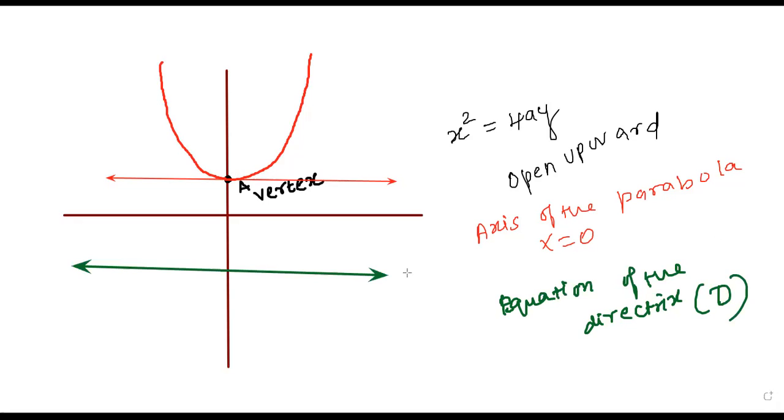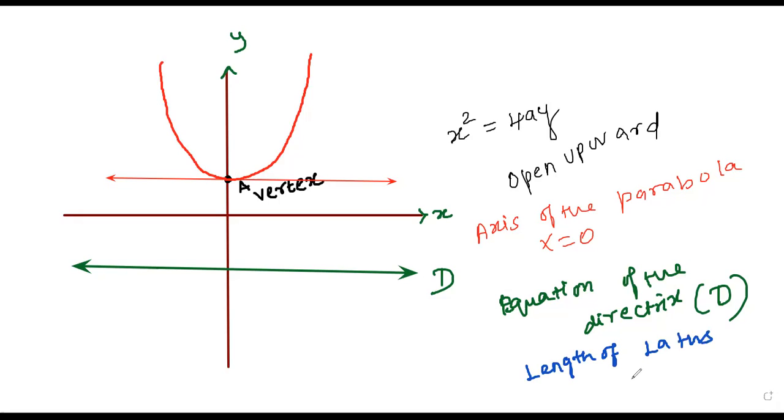Let me draw underneath it. This is the equation of the directrix. And sometimes they'll ask you to find the length of the latus rectum. I'll show you what the latus rectum is. Length of latus rectum. This length of the latus rectum is common for all four types of parabola. It's simply going to be 4a. I'll tell you what a is also. So it's 4a. Length of the latus rectum is nothing but the length from L1 to L2.